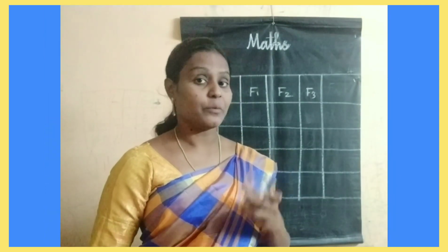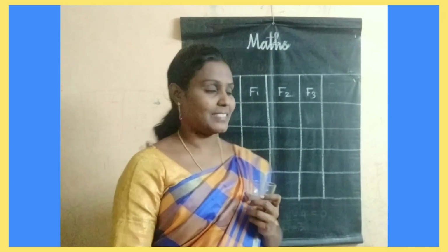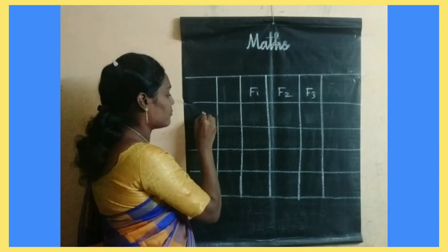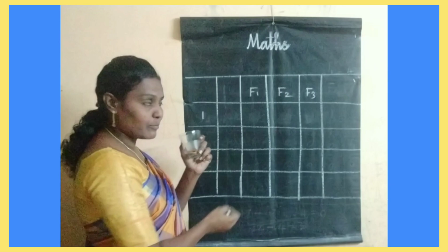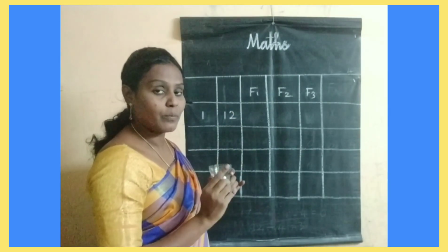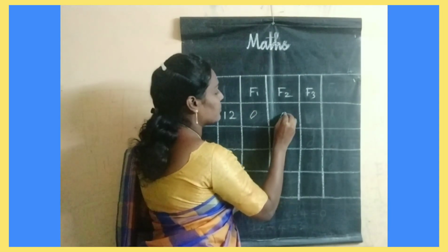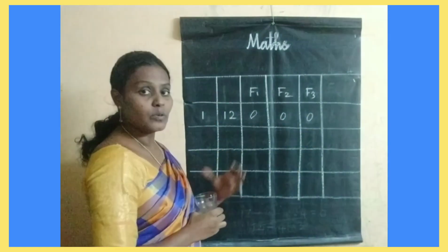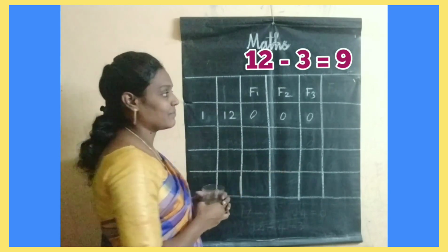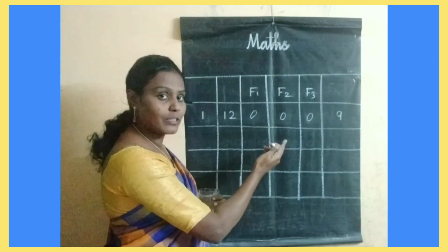Children, now I am going to share these 12 badams among 3 of my friends. Friend 1, friend 2, friend 3. Step 1, I have 12 badams. I am going to share one by one badams among 3 of my friends. So, 12 minus 3 equal to, yes, 9. Remaining I have 9 badams.